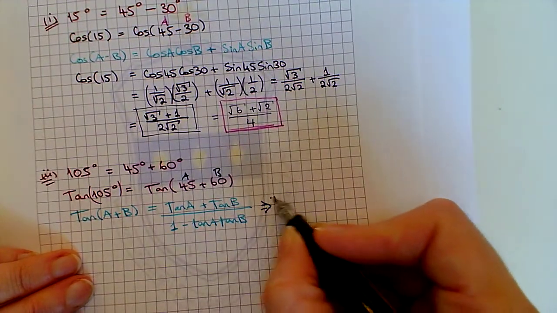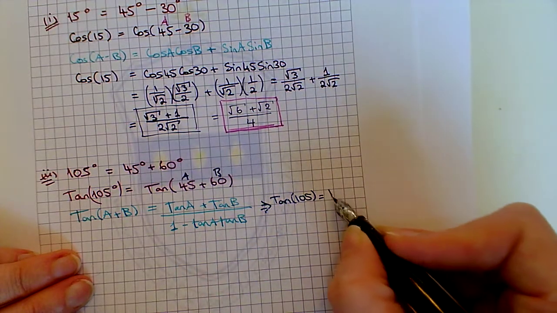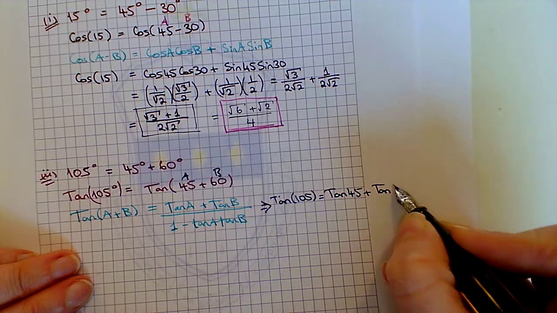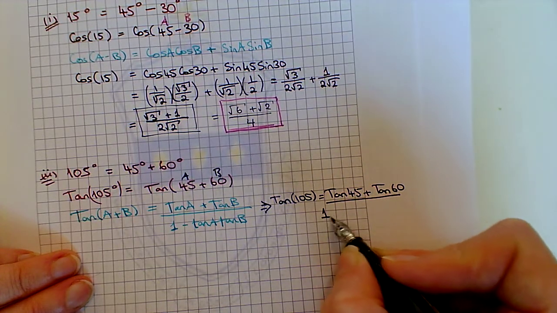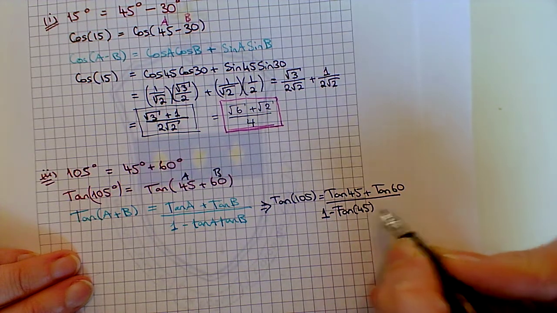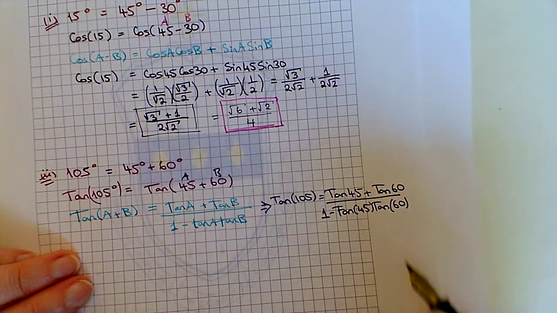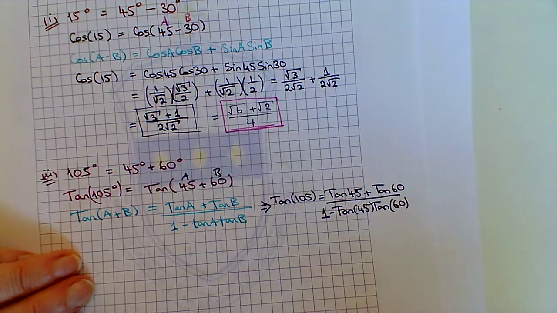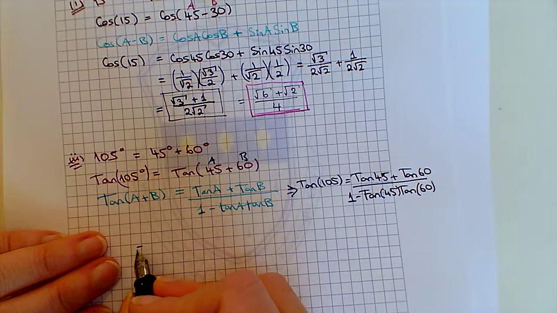So that gives me that tan of 105 is equal to tan A, tan 45, plus tan B, tan 60, divided by 1 minus tan of 45 by tan of 60. Look at that. Sometimes I put in brackets and sometimes I don't. I'm a bit inconsistent about it, and it doesn't matter which way you do it. So that, I can use my calculator now.